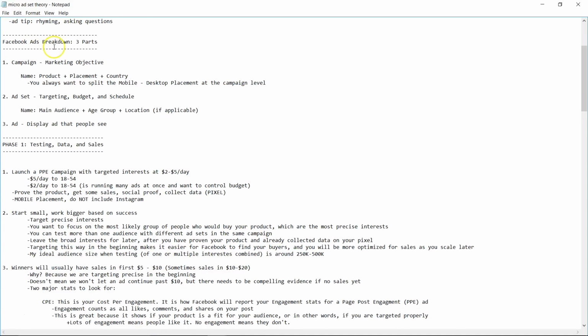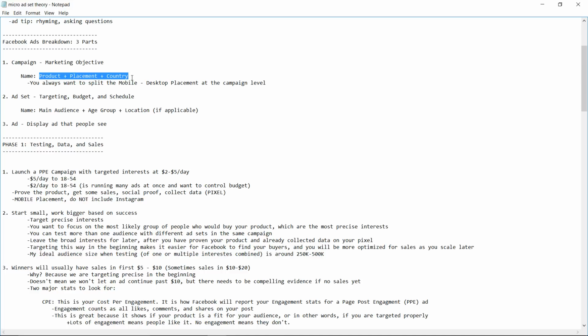We already talked about the breakdown in the last videos where we set the marketing objective at the campaign level. At the ad set is where we do our targeting and set our budget, and then the ad is the creative that we're actually creating. This is the way that I set up my structure. The name for a campaign, I usually name the product and then the placement.